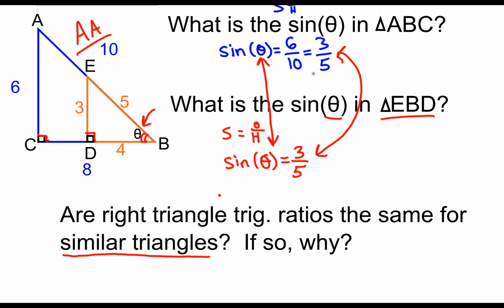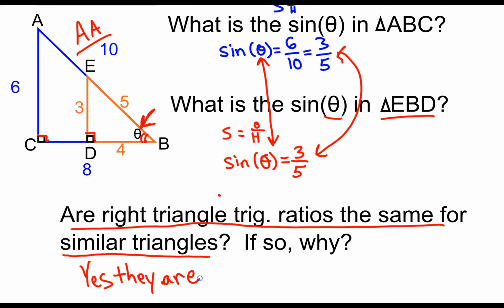If you wanted, we could check the cosine and tangent as well. And if you want to, pause the video, go ahead, try it out, check those ratios. You'll see that those ratios are the same for this angle theta. They're not changing. So the question is, are the right triangle trig ratios the same for similar triangles? Yes, they are. But why? Why are they the same?